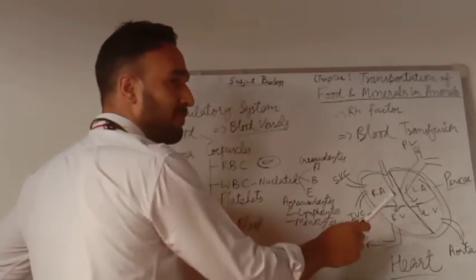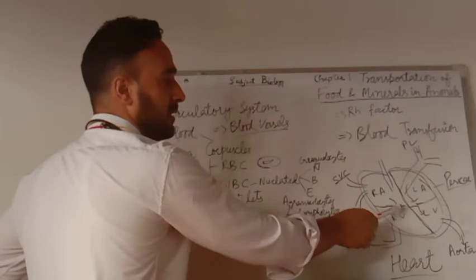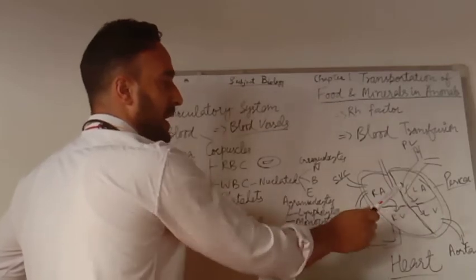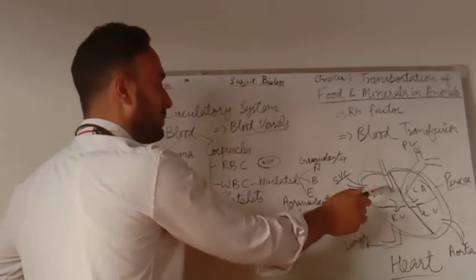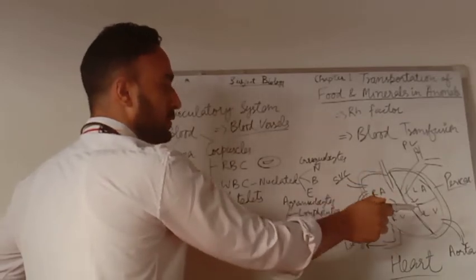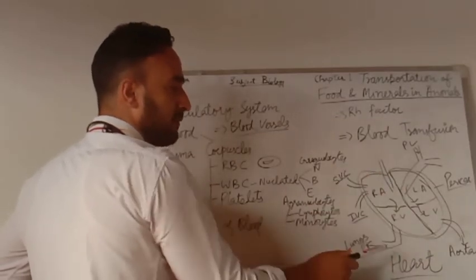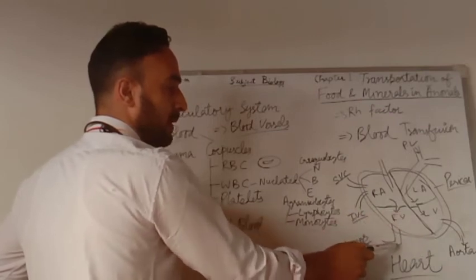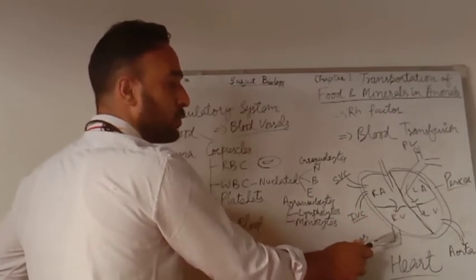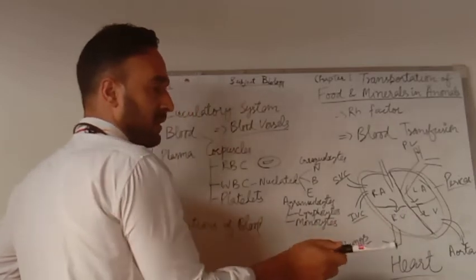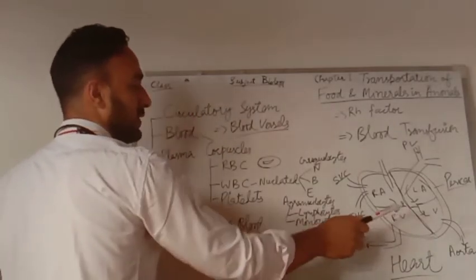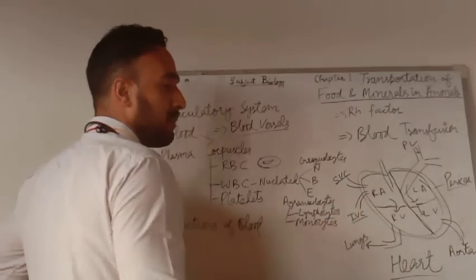There is actually a valve here called the bicuspid valve. The bicuspid valve is present between the right auricle and the right ventricle, through which the blood passes from the right auricle to the right ventricle. And from the right ventricle, the blood is pumped through the pulmonary artery to the lungs. Okay, so the deoxygenated blood is pumped by the right ventricle to the lungs by the pulmonary artery.